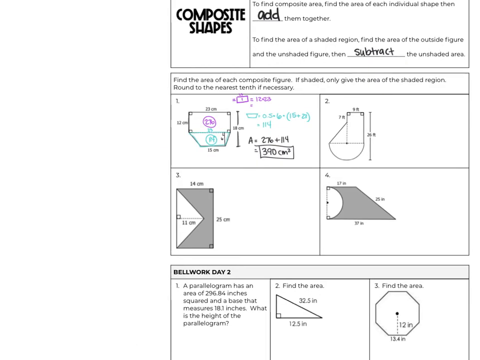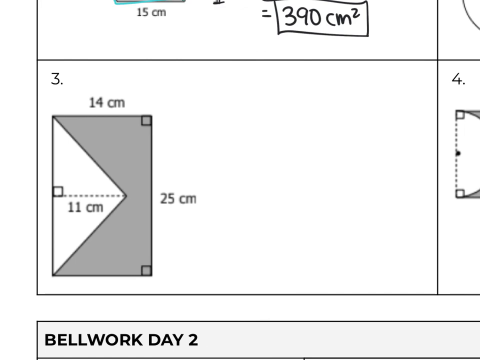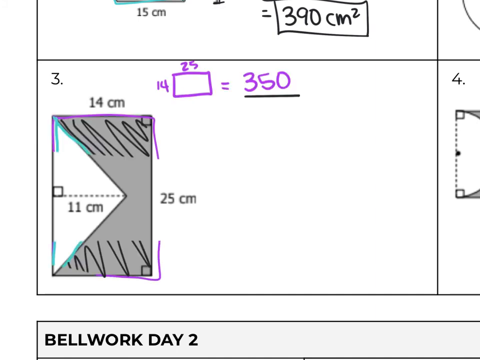All right, and then we're going to skip 2 and do 3. One thing that's important to keep in mind is, what is the overall shape? What's the outside shape? Start with that, okay? So my rectangle is what I want to start with. It's 25 by 14. So multiply those to get the area. 14 times 25 is 350, okay? I'm going to keep that there and leave a little space underneath for a minute. I'm going to come back to that.